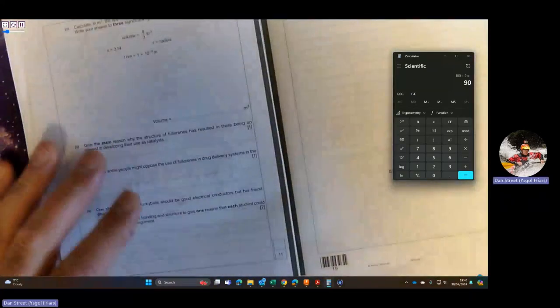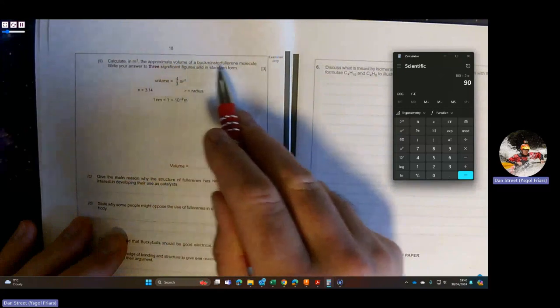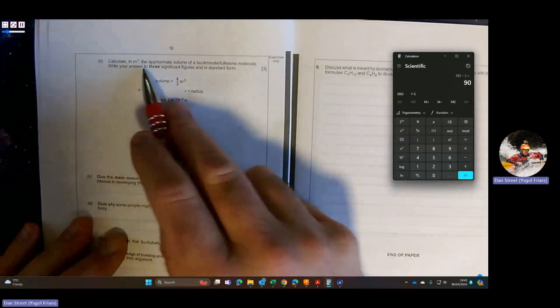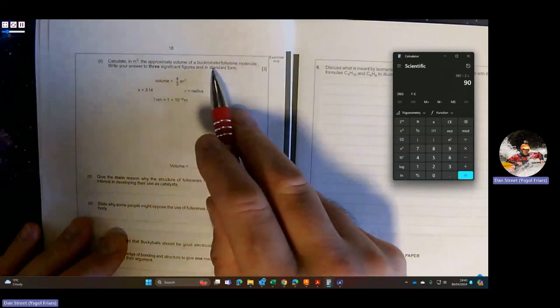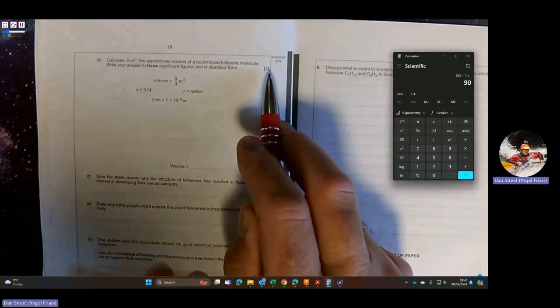Right, now this next one is a bit cheeky. It's very, very much from the numeracy aspect of the syllabus. So it says calculate in meters cubed the approximate volume of a Buckminster fullerene molecule. Write your answer to 3 significant figures in standard form. Okay, so only 3 marks.